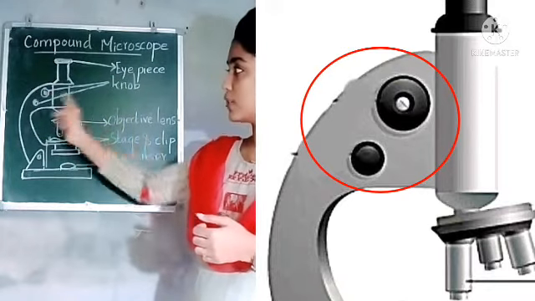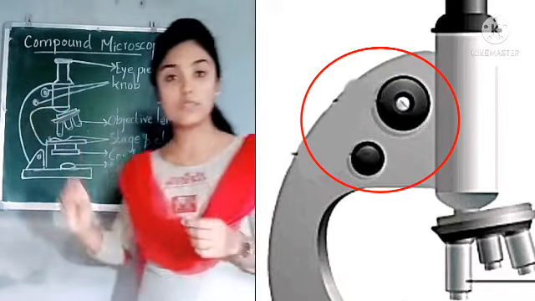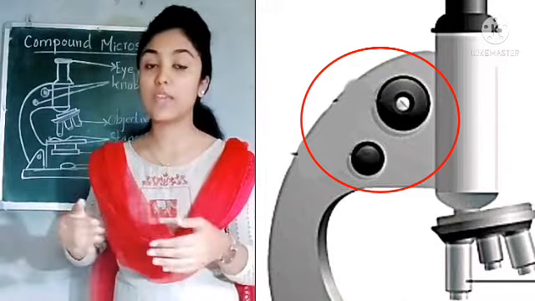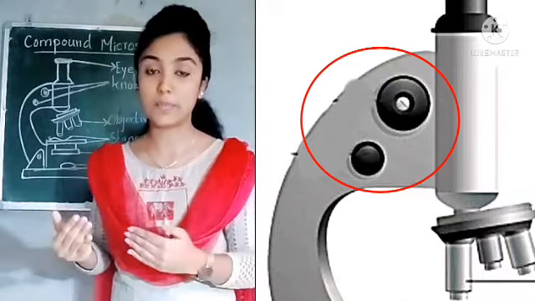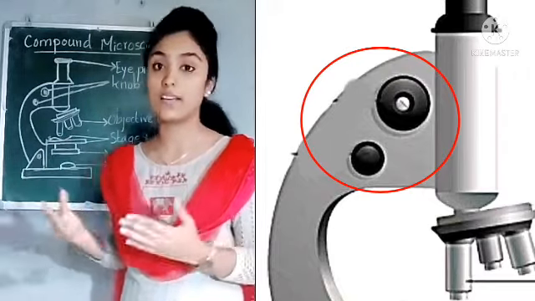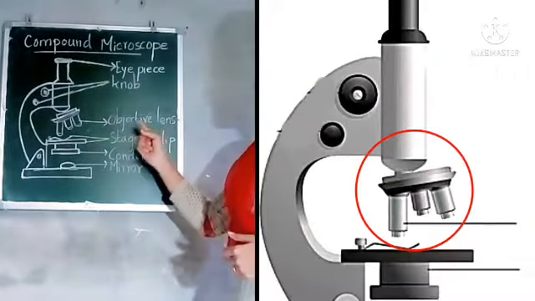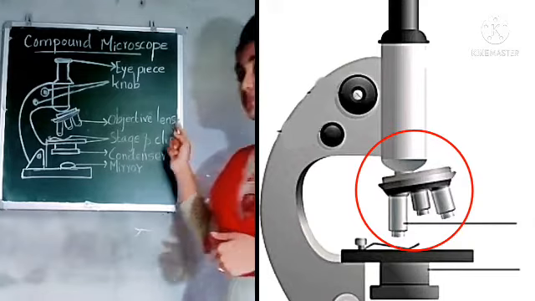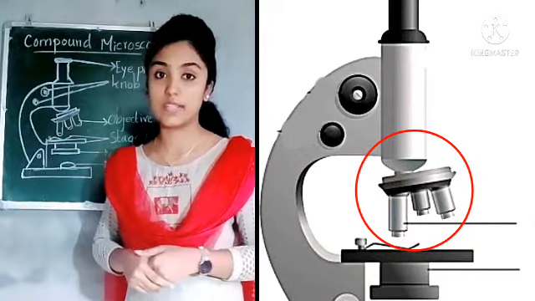Then what is the function of this small knob? If we rotate this small knob, we can make finer or sharp adjustment of the image so that we can observe the image very clearly. Then the next part is objective lens. What is the function of this objective lens?